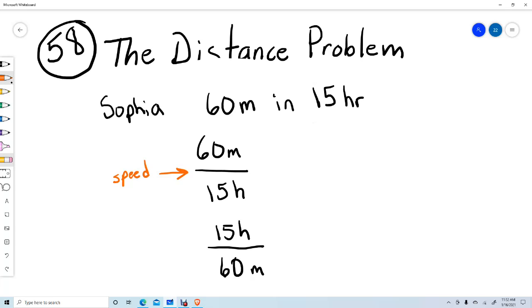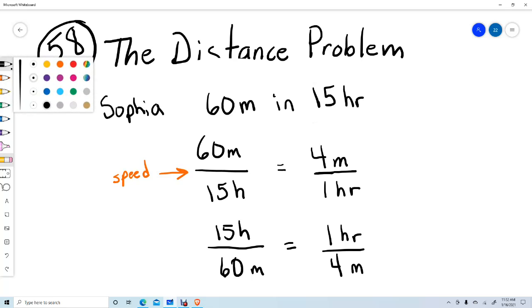However, when we talk about speed, we usually like to say miles per 1 hour. So we're going to go ahead and divide 60 by 15. That's 4. And we'll keep it as a fraction or a ratio so that we can say 4 miles per 1 hour. And same way, our second ratio is going to be 1 hour per 4 miles. And I got that just by dividing 60 by 15. That's 4. And I left it as a fraction 4 over 1.